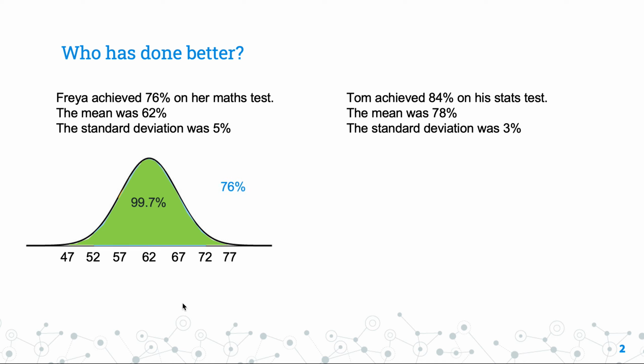Anyway, let's plot Freya's score on there. So she got 76%, which we can see is almost 3 standard deviations away from the mean. So she's done very well relative to her class. Okay, so I say almost 3 standard deviations.